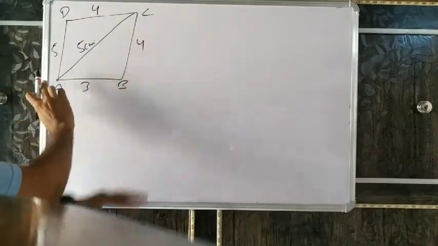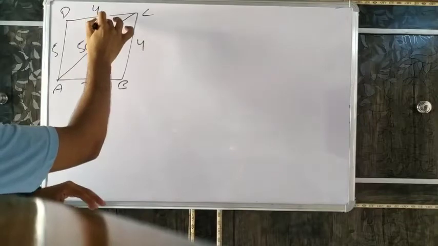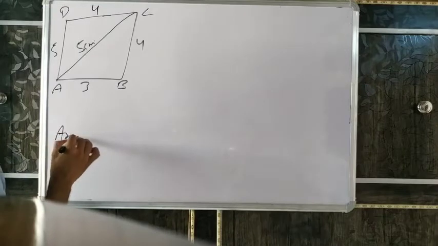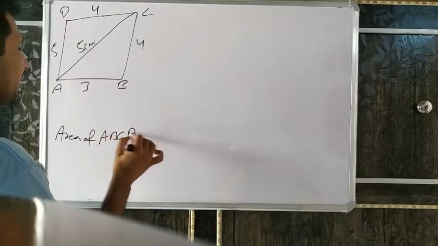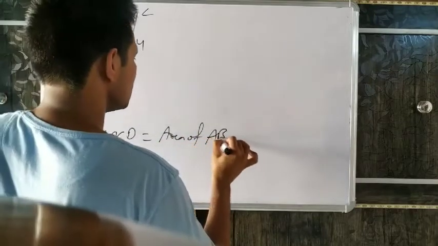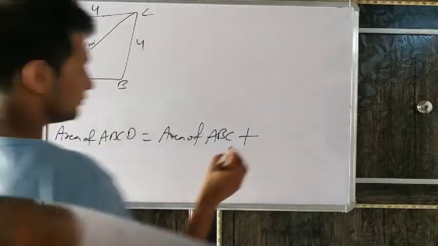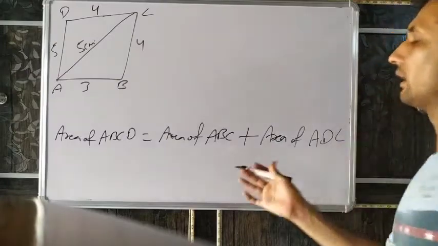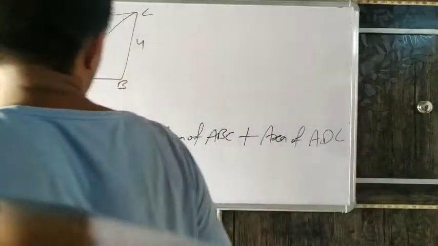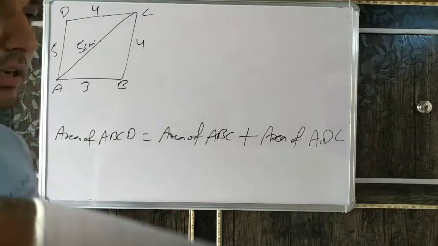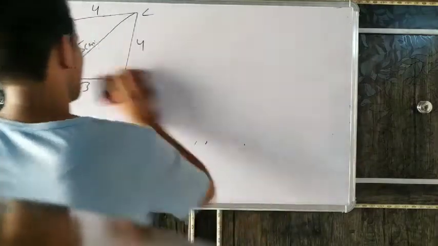Next, area of ADC. Yes, all three sides we can find easily. And in last we will write area of ABCD equal to area of ABC plus area of ADC. So first we will find area of ABC and area of ADC and then add both. Understand? So do it yourself. Third question next now. Read, everyone.